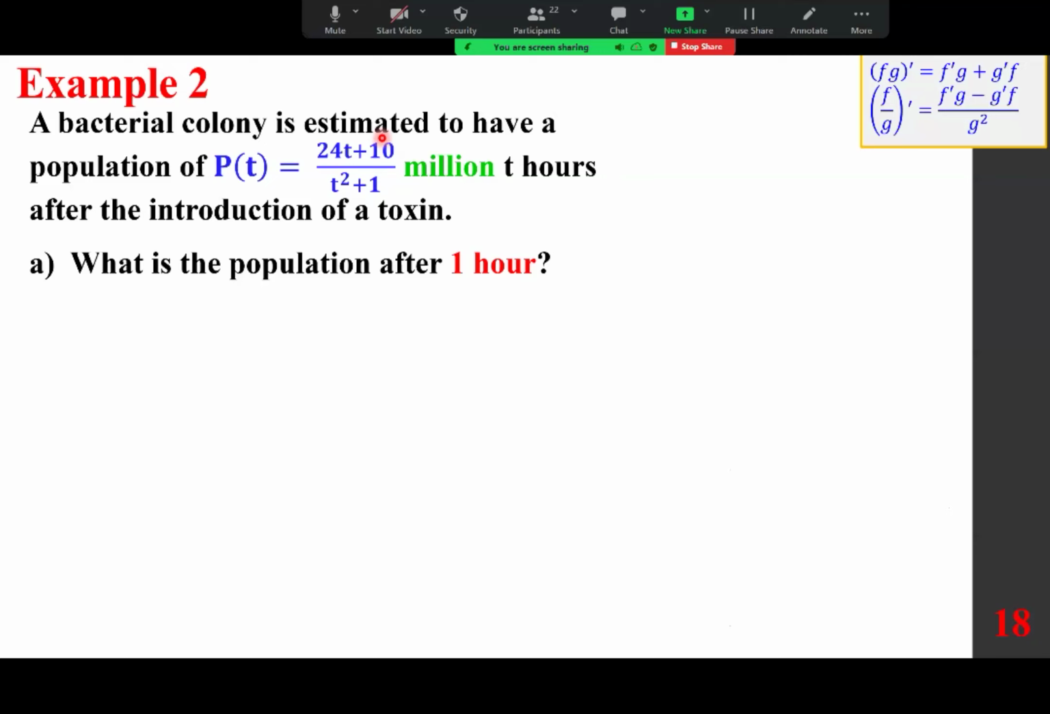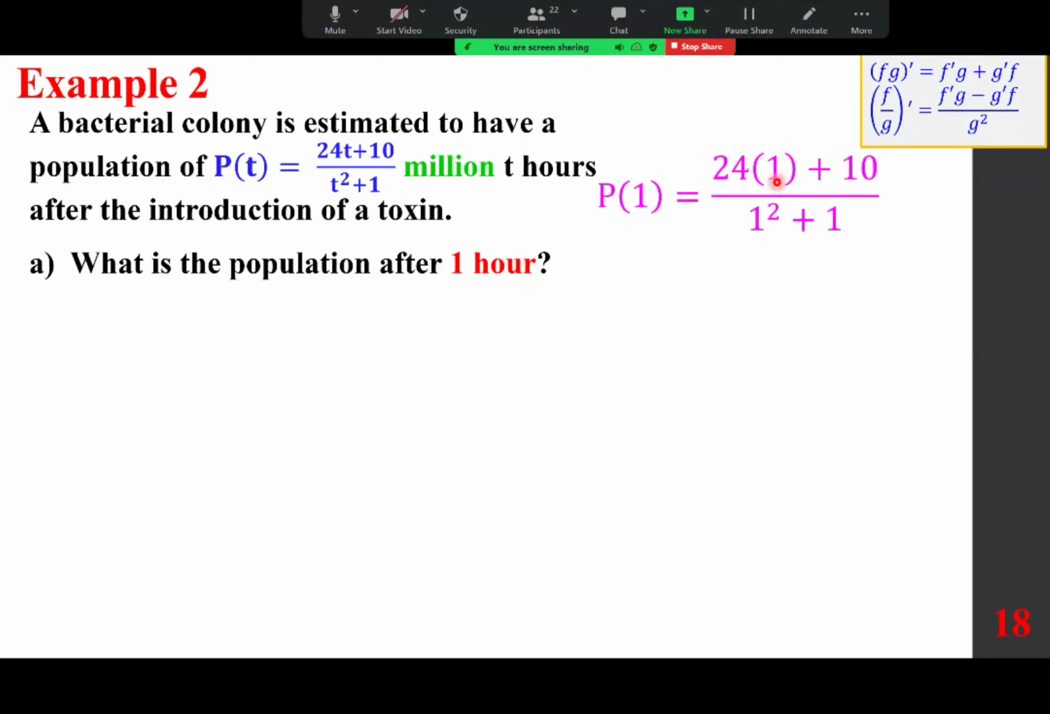A bacterial colony is estimated to have a population of P of t equals 24t plus 10 over t squared plus 1 million, t hours after the introduction of a toxin. What is the population after 1 hour? So that means plug in 1, elementary algebra. Again, if they said what is the population after the introduction of a toxin, that means t is 0. But they give you time, then you plug in the time.